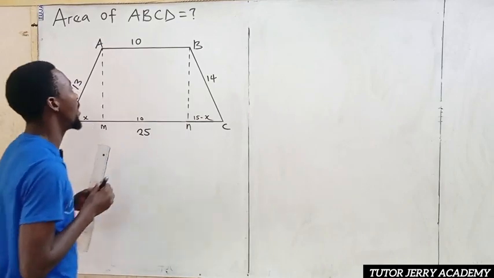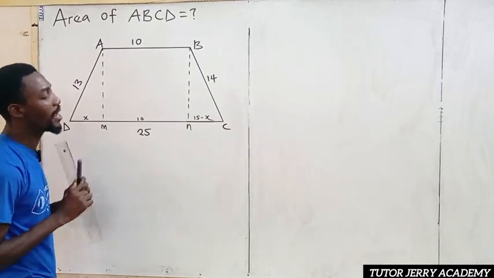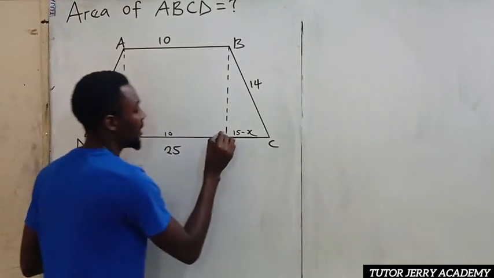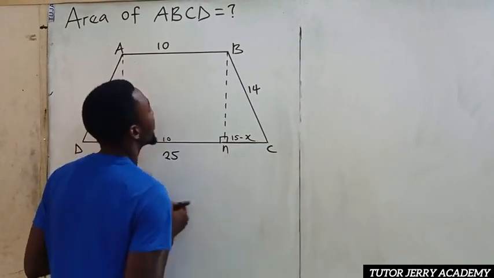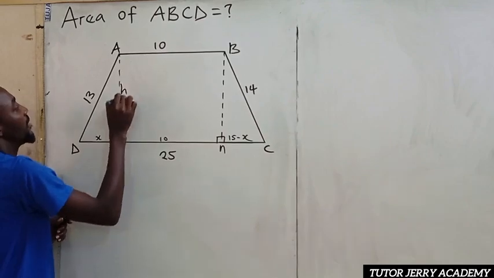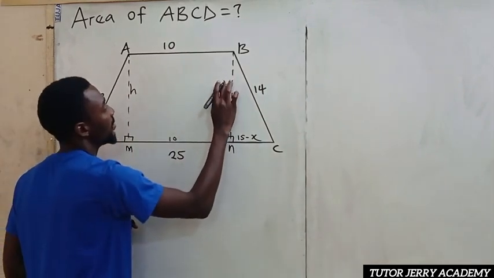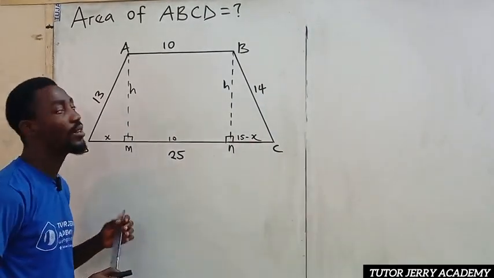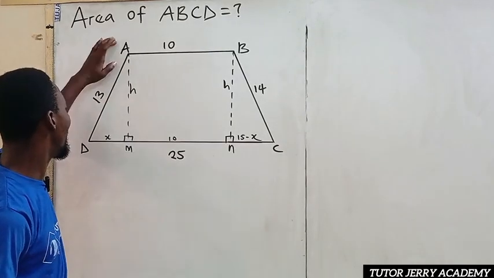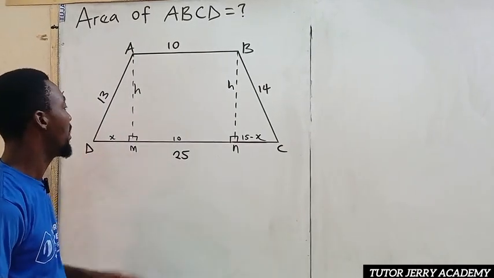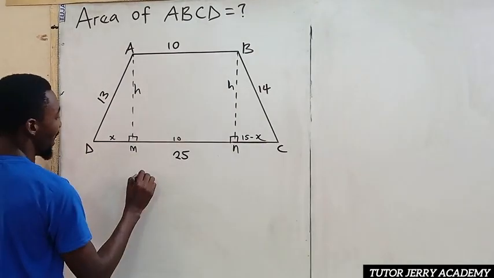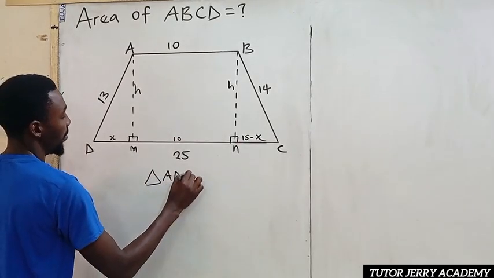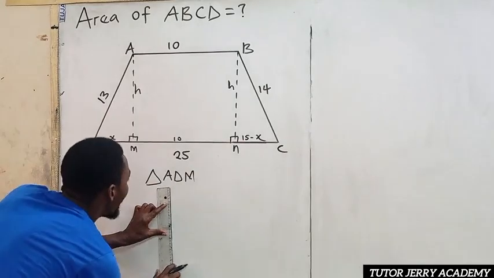All right. Now that we know that, another thing we are going to note here is that we are going to have a 90 degree here, a 90 degree here, a 90 degree here, a 90 degree here. And you are going to note that this height here is the same as this height that is here. So now, the first thing we are going to do is consider triangle ADM. Triangle ADM.